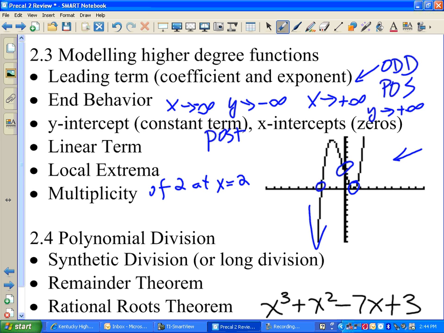And the linear term's slope. This is a little trickier to see. I'm going to erase this so we can see it. The linear term is actually, what do y'all think, positive or negative? Negative is correct because it's going downhill as it goes through the y-intercept. So the linear term is negative.